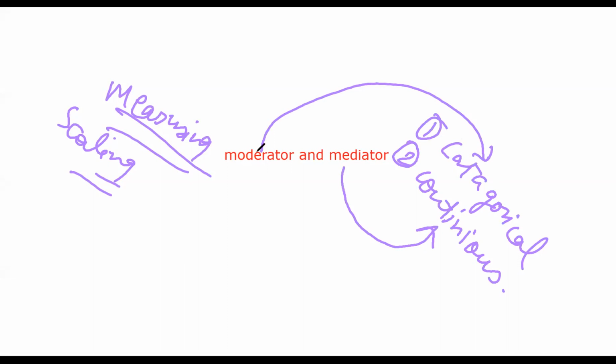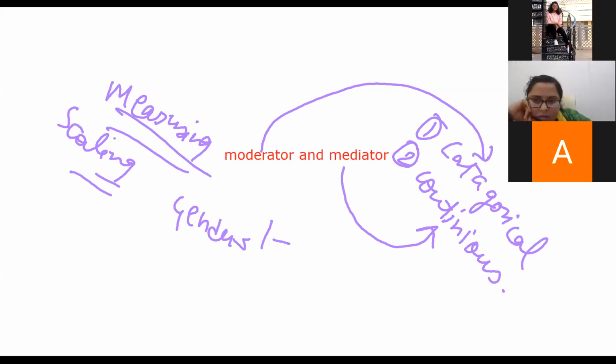Categorical means you are making some categories. Let's say gender. Preeti, do you want to say something? No, ma'am. Okay, mute your audio.